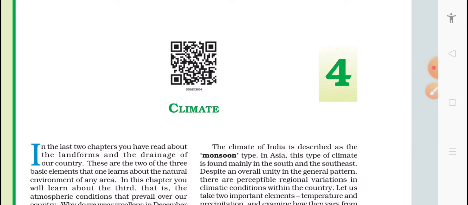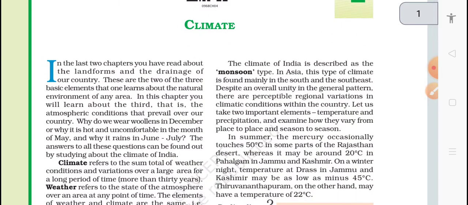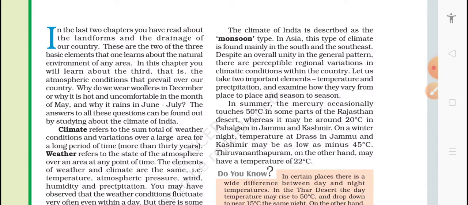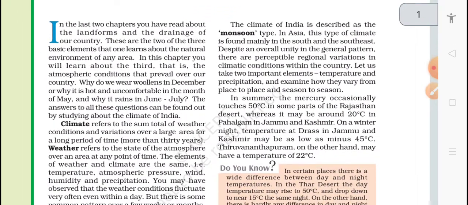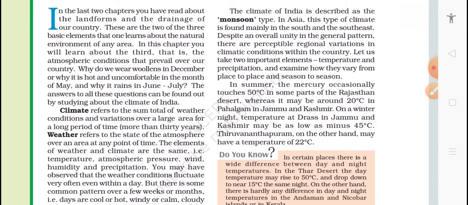Today we are going to do class 9 geography textbook chapter 4. The name of this chapter is climate. So in our previous lessons we have discussed the landforms of our country and the drainage system of our country. These are two of the three basic elements that one learns from the natural environment of any area, and the third is the climate. So in this chapter we are going to talk about the climate.